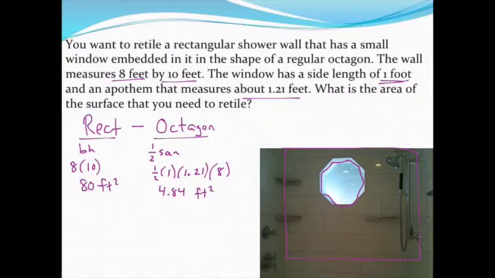And as we discussed, we're not including that window in our area calculation. We don't want to tile over it. So I'm going to subtract those numbers to figure out what area I do want to tile. Subtracting those gets me an area of 75.16 feet squared. So that's the entire area of the wall minus the window. That's the area that I want to retile.